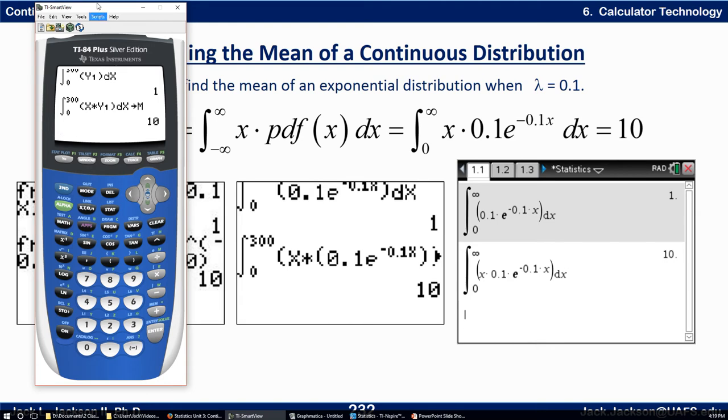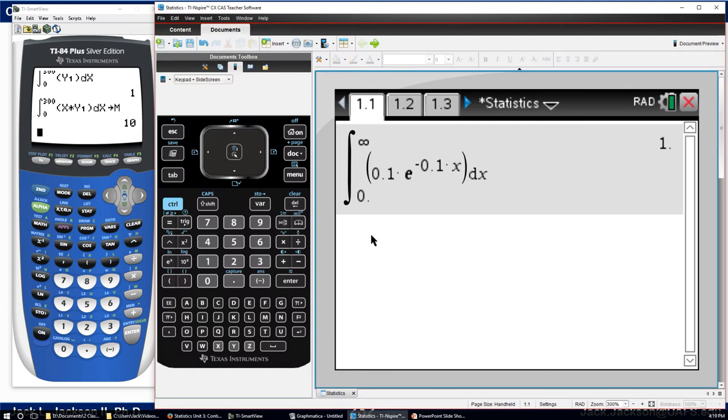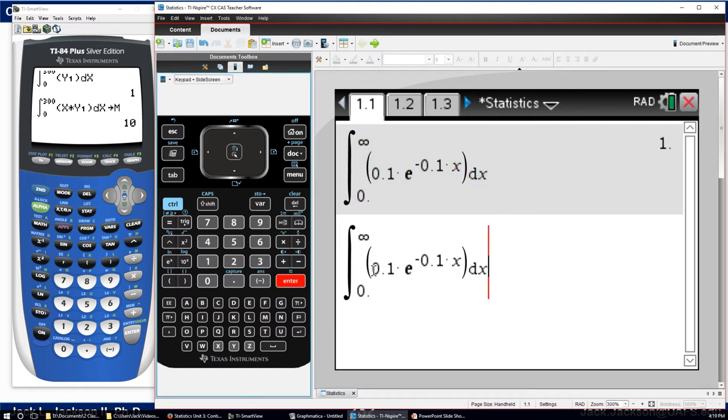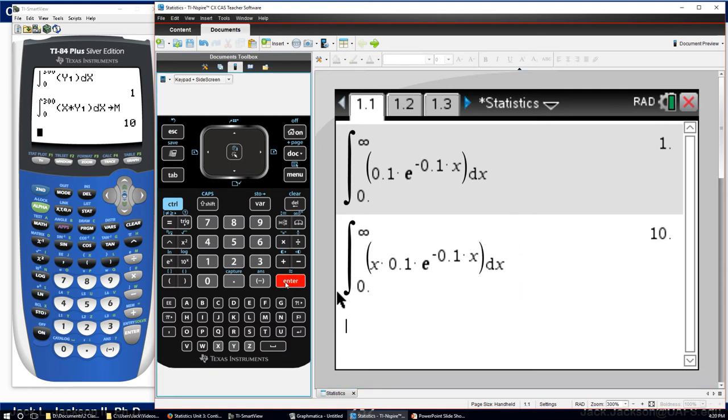Okay. Then what can I do with that? Well, let's just leave that there for a second. Let's do it with the Inspire. Okay. So I can go back up here and highlight that and hit enter. And I want to go back here and put x times, and it's best if I put that in parentheses like that. And integrate it from all x's, and we get 10. And again, if I wanted to, I could store that maybe as mu. That's the mean.